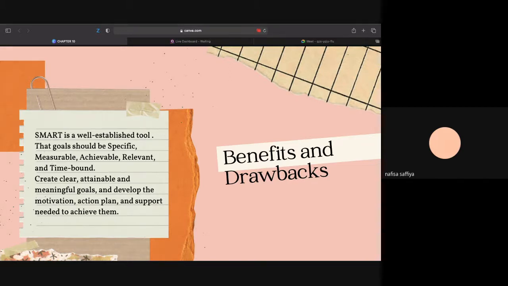And also, when we use SMART, we can provide the clarity, focus, and motivation that we need to improve our goal. It also improves our ability to reach them by encouraging us to define our objectives and set a completion date. And these SMART goals are also easy to use by anyone and anywhere.